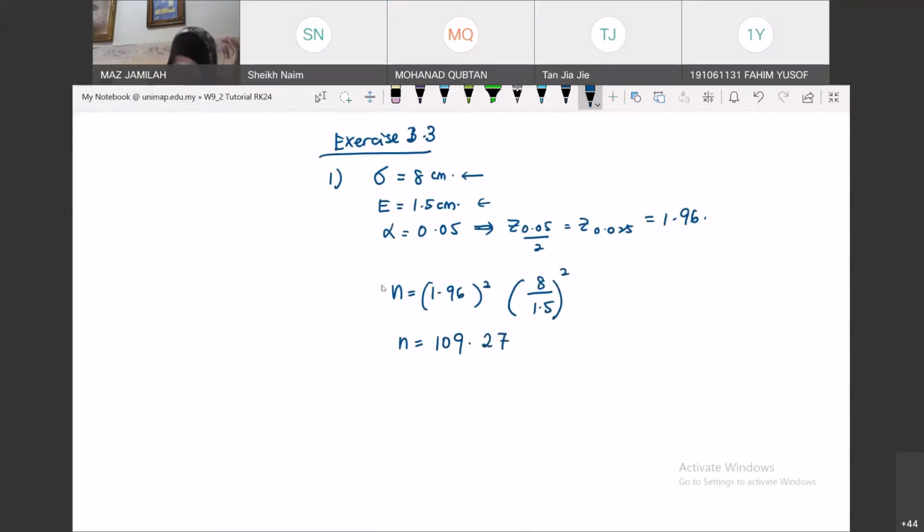So n would be 109.27. So more or less, for this particular investigation, you will need 110 trees with 95% confidence level. The sample needed for you is 110 trees, so you need to find 110 harum manis trees. So that would be for finding the sample size if it involves the population mean.